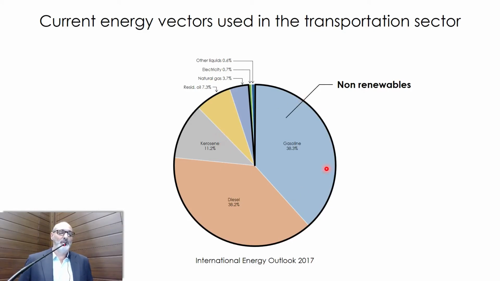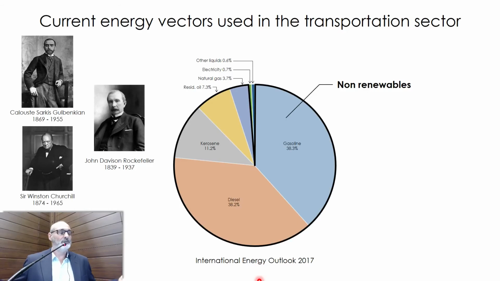You have seen this picture before. Non-renewables is almost, I don't know, 99% of the supply. And this is why. Why is this? Because we have literally hundreds of years of experience. Many people contributed to this scenario.